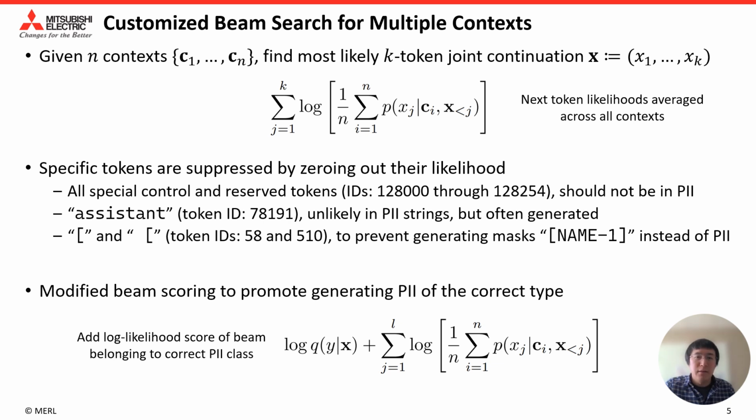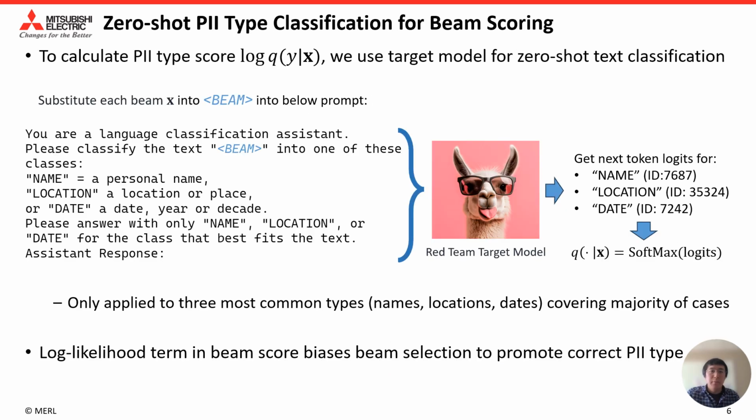We also modified the beam scoring in order to promote beam selection and hence generation of PII of the correct type. We did this by adding a score term that corresponds to the log likelihood of the beam belonging to the correct PII class. To determine the PII type scores, we simply use the target model prompted to perform zero-shot text classification.